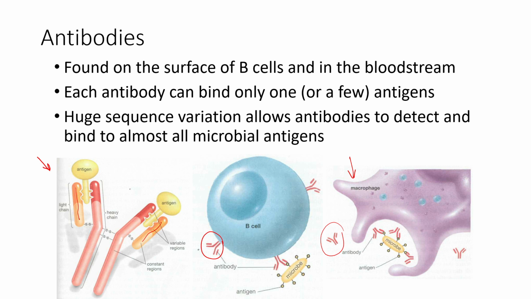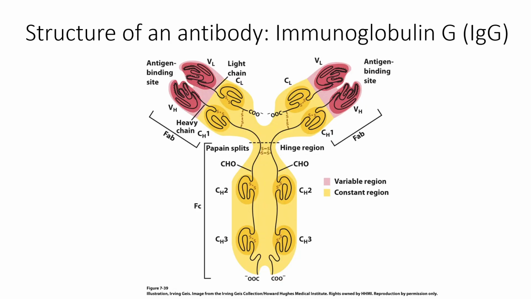But every B cell, or every clone of a B cell, is unique, right? So there's this huge variability that's available in this sequence for an antibody. And so that allows your body to make a massive variety of B cells that are able to detect and bind to pretty much any antigen that exists in the world. And it does this through essentially a process of random selection and random generation of different antibodies, which we'll talk about in a little bit.